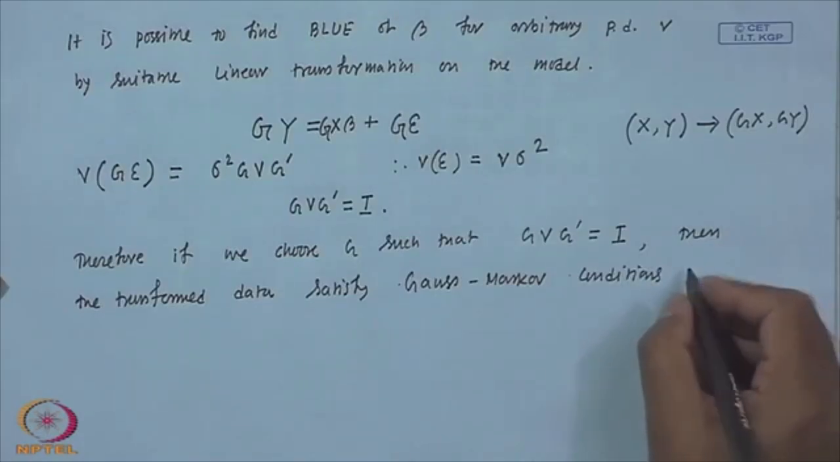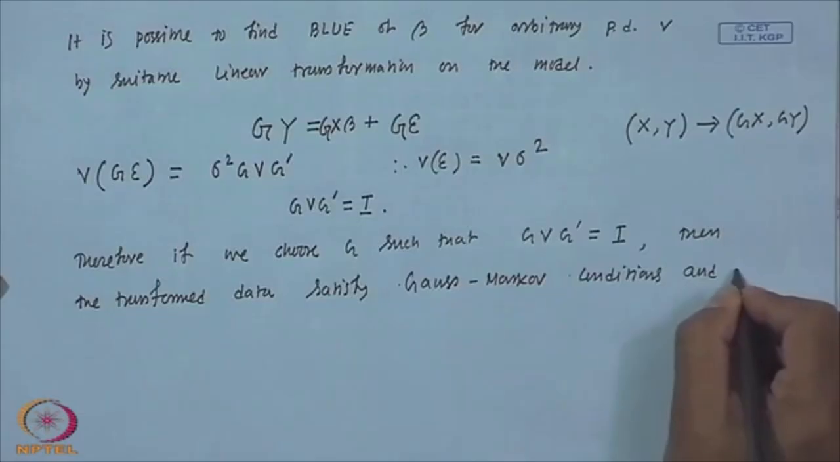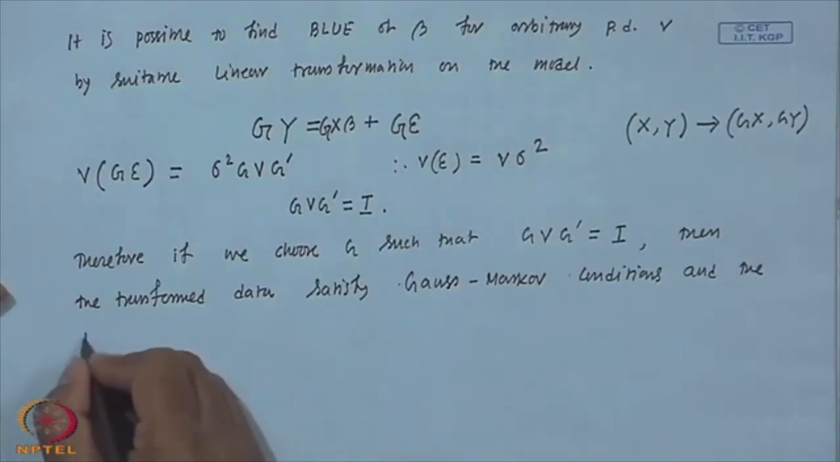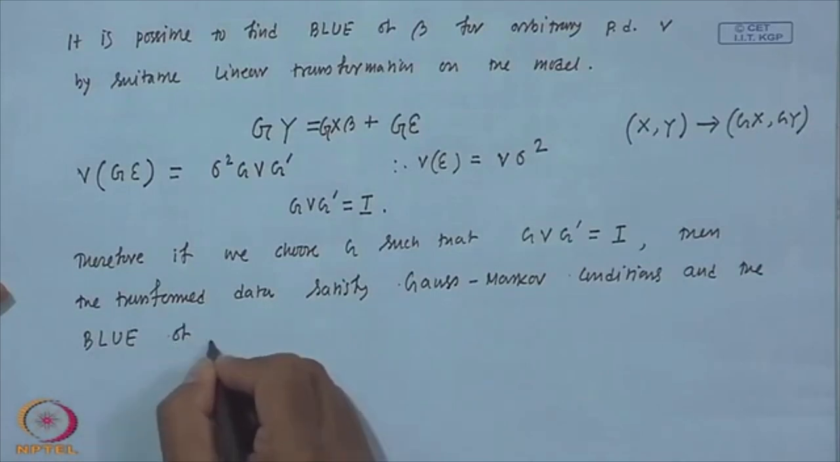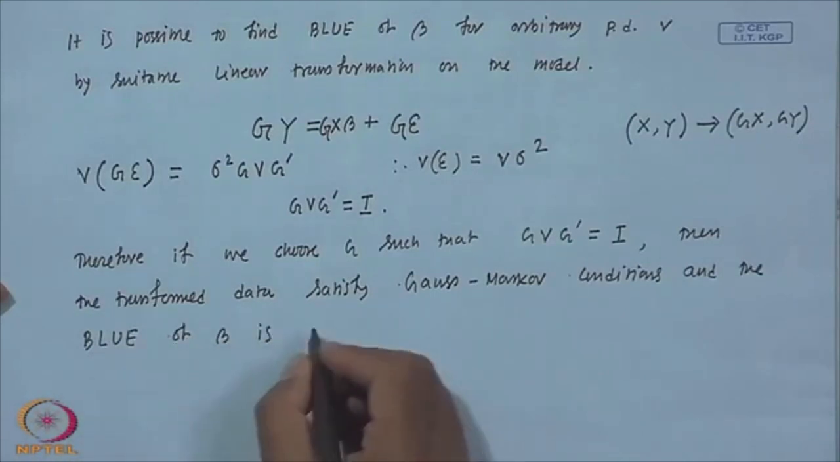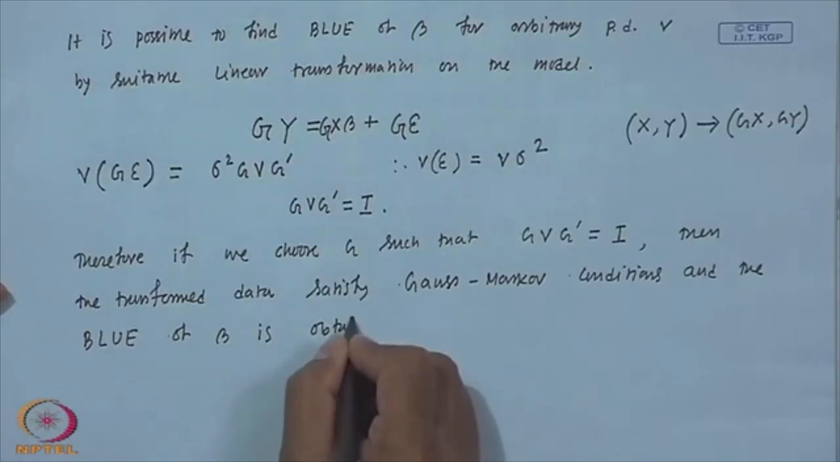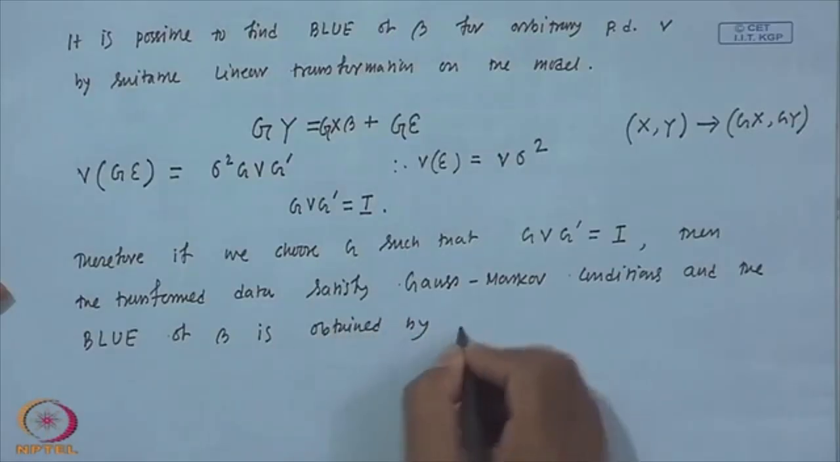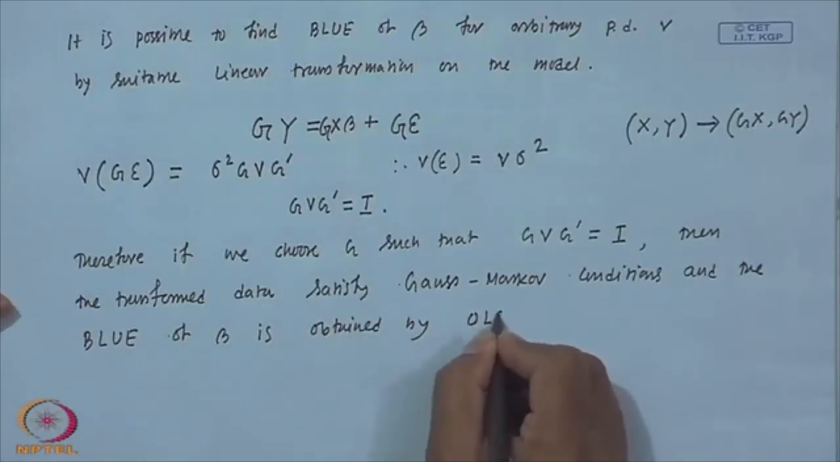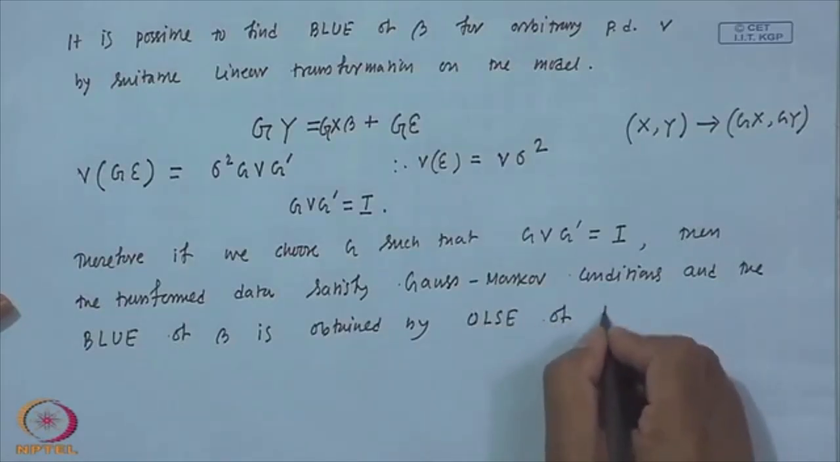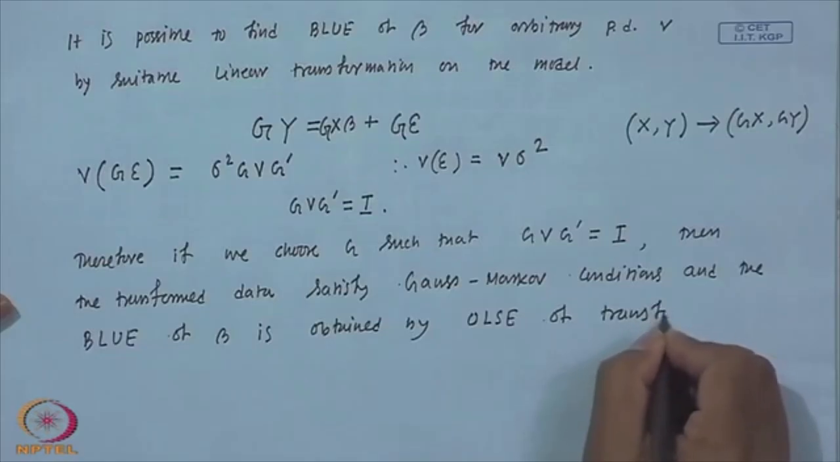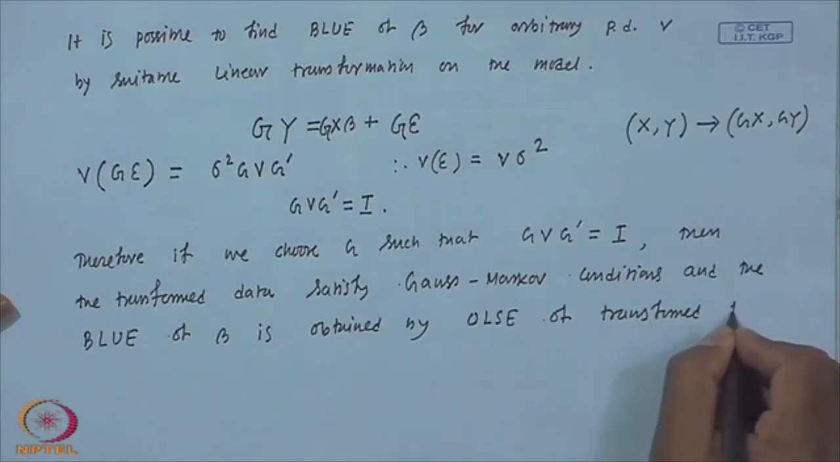And the BLUE, best linear unbiased estimator of beta, is obtained by the ordinary least square estimator of transformed data.